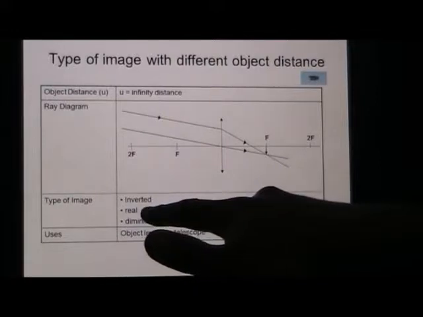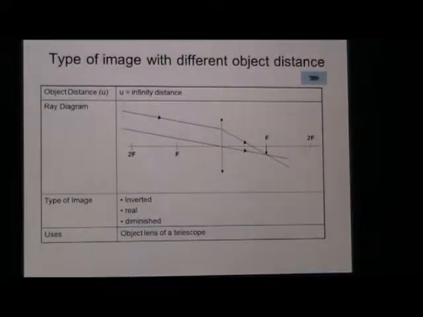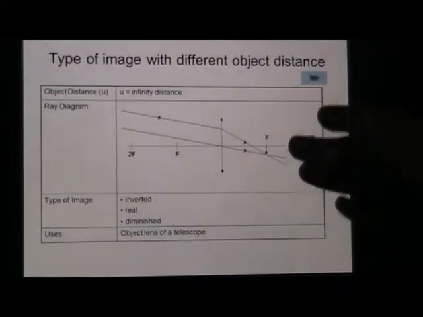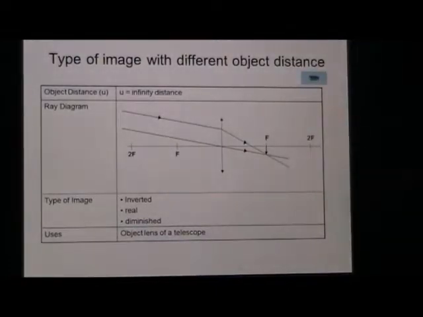Okay, what do I mean by real? Real means that it can be formed on the screen. As long as the image is formed on the opposite side of the object, it is real. And the use for this is as a telescope.